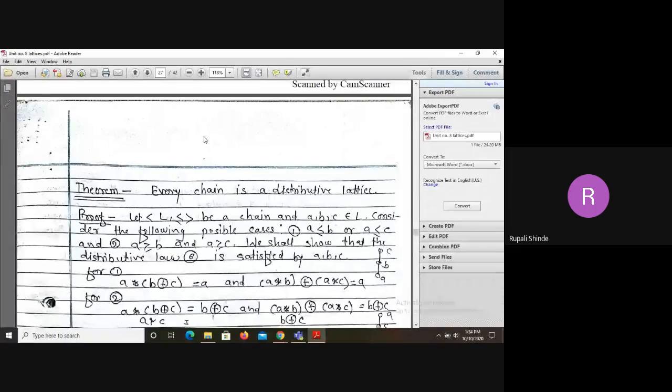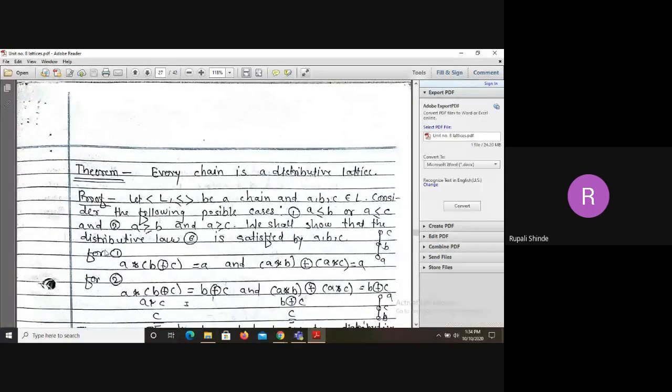Now, the next one is a theorem, that is every chain is a distributive lattice. Okay. So here the proof is given as: let L be a partial order.